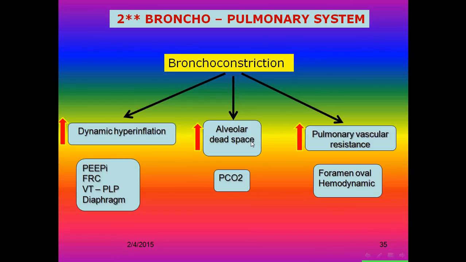The second point is the increase in the alveolar dead space. This is a main problem for the increase in carbon dioxide, as I've mentioned before. These patients with COPD have a high alveolar dead space, and the patient is having alveolar hypoventilation.